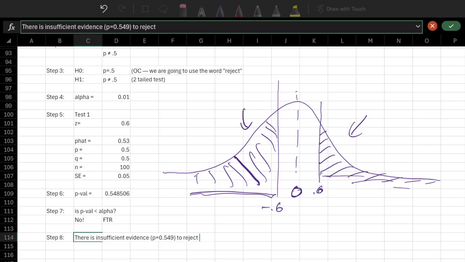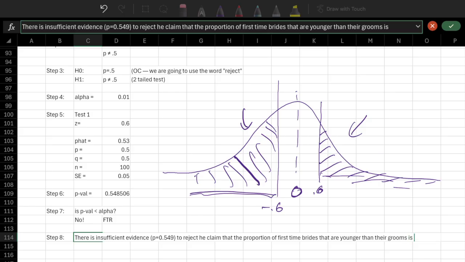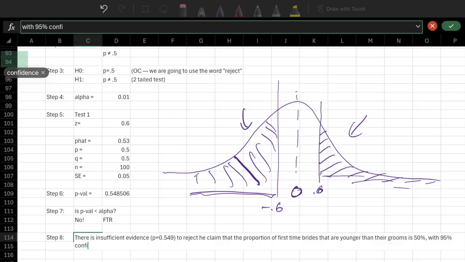There is insufficient evidence to reject the claim that the proportion of first-time brides that are younger than their grooms is 50% with 95% confidence. Boom, there we go. Enter.